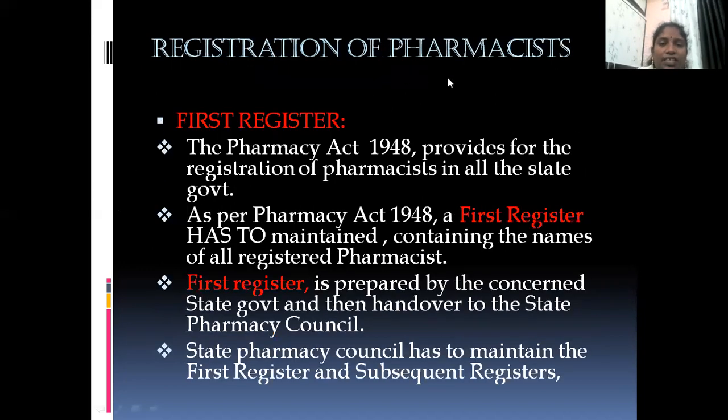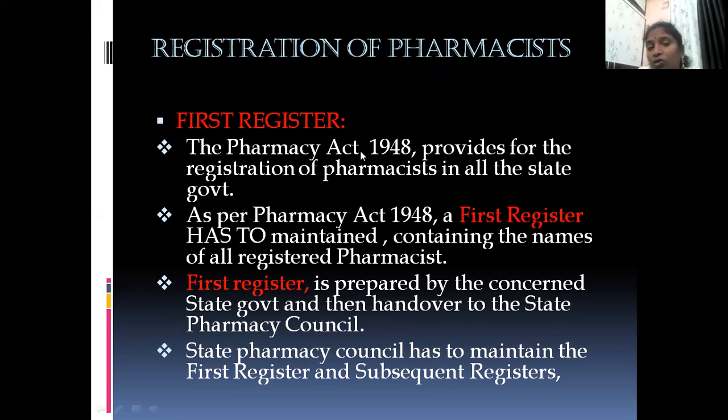Okay, coming to the registration of the pharmacist. First register: the name itself tells that a register is nothing but a book. This first book is maintained by the government. Whether it is the state government or the central government, they will maintain one book. That book we call the first register. So this register contains the names.